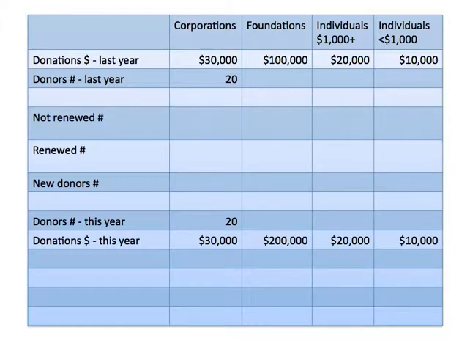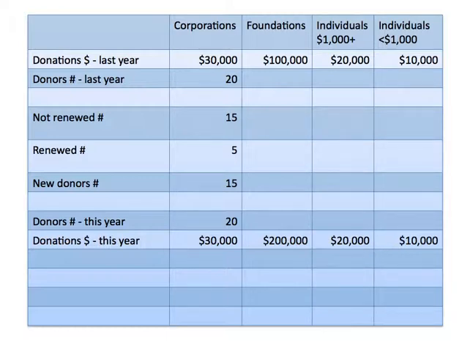This nonprofit received $30,000 from 20 corporations last year and this year. On the surface, it looks like their corporate donors are loyal, but when you look at the details, another picture emerges. They lost 15 corporate donors and worked hard to replace them with another 15 corporations. That is a renewal rate of only 25%.